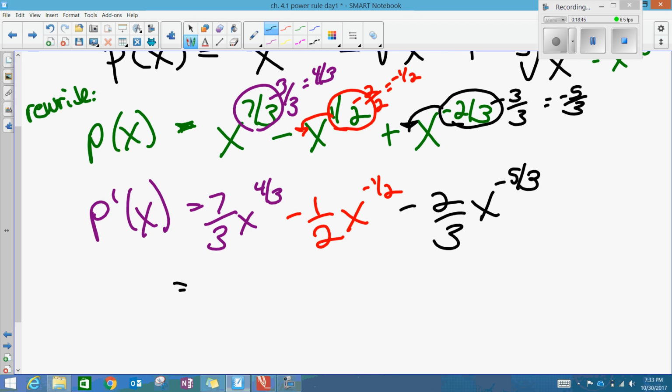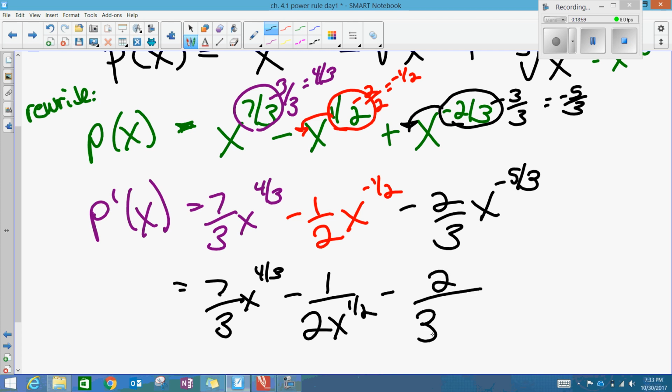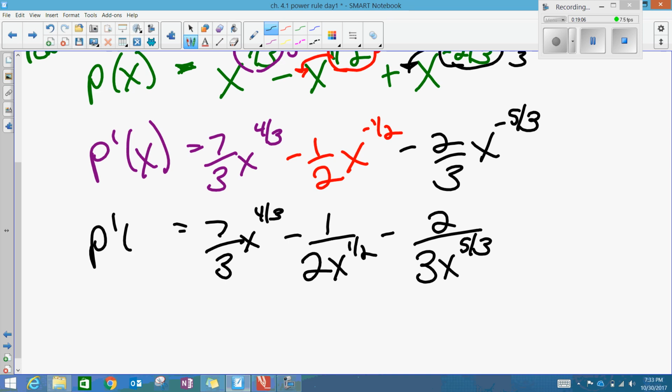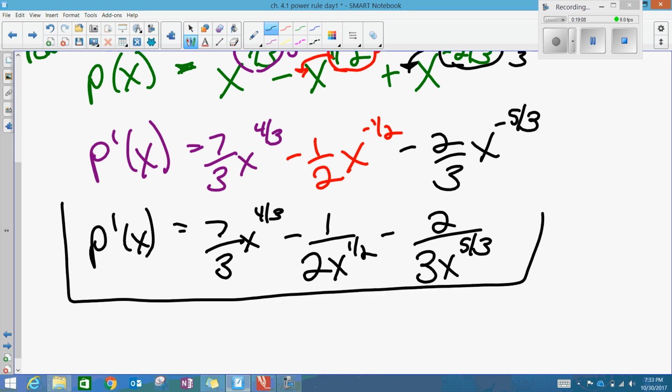Now we rewrite it. The first one looks good, stays the same. It's all positive. Minus 1/2. We bring that negative exponent down, make it positive. Minus 2 over 3 x to the 5/3. And this is the derivative. Okay, so I know we have learned a lot, but it's still much easier than applying the definition of derivative rule. So you can only imagine trying to do that to these kinds of functions.